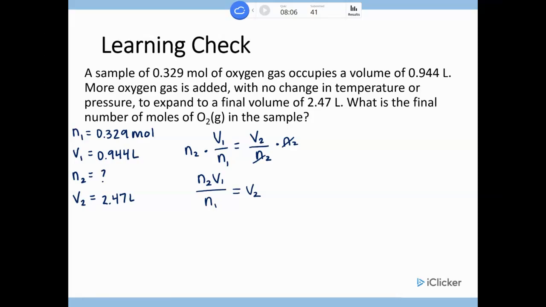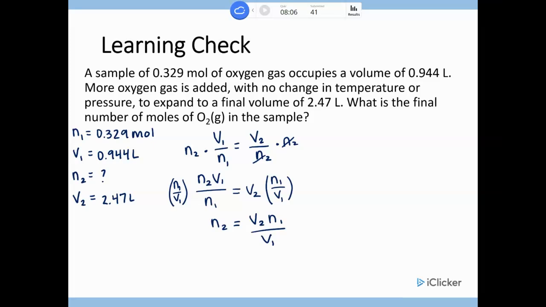And then we need to divide and multiply to get N2 by itself in this numerator. So we need to multiply both sides by N1. So then we'll have V2 times N1. And then we need to divide both sides by V1. So we'll have V1 in the denominator on the right side. So we're multiplying by N1 over V1, multiplying by N1 over V1. So we get N2 equals V2 times N1 over V1.